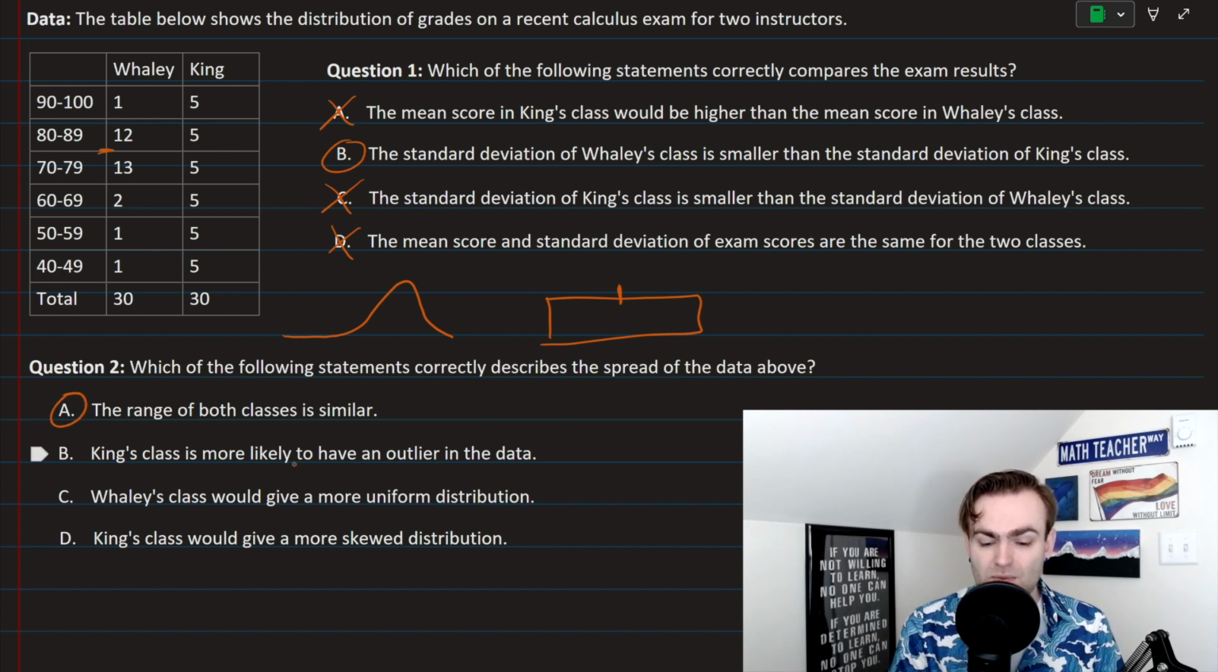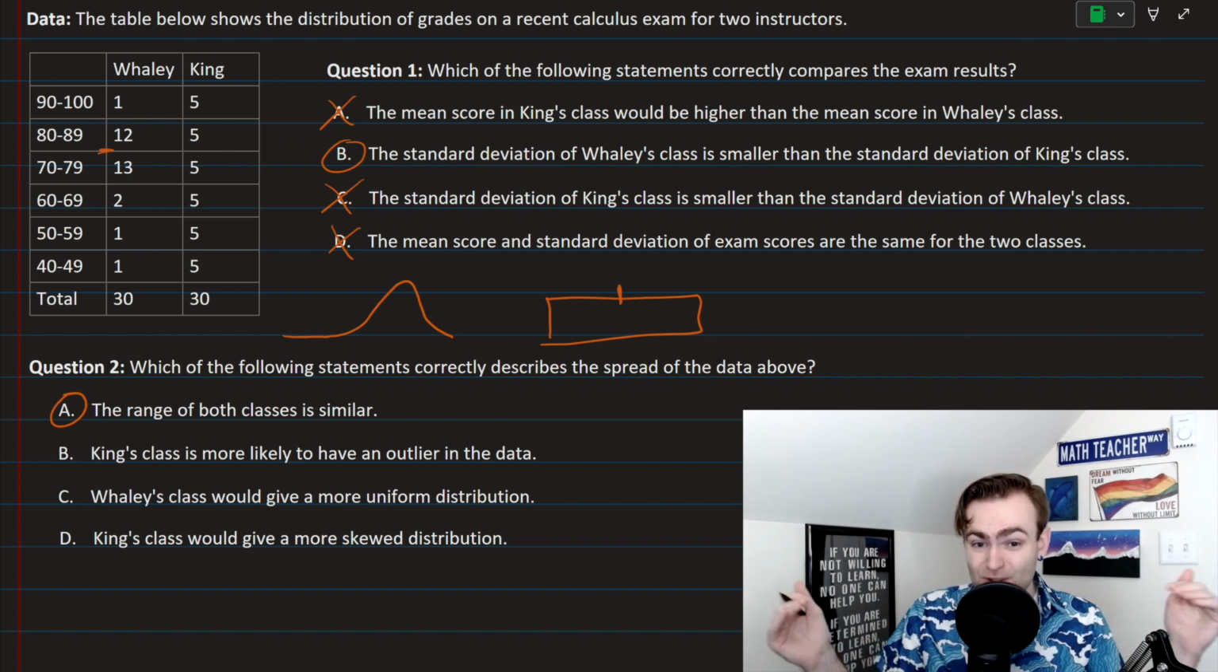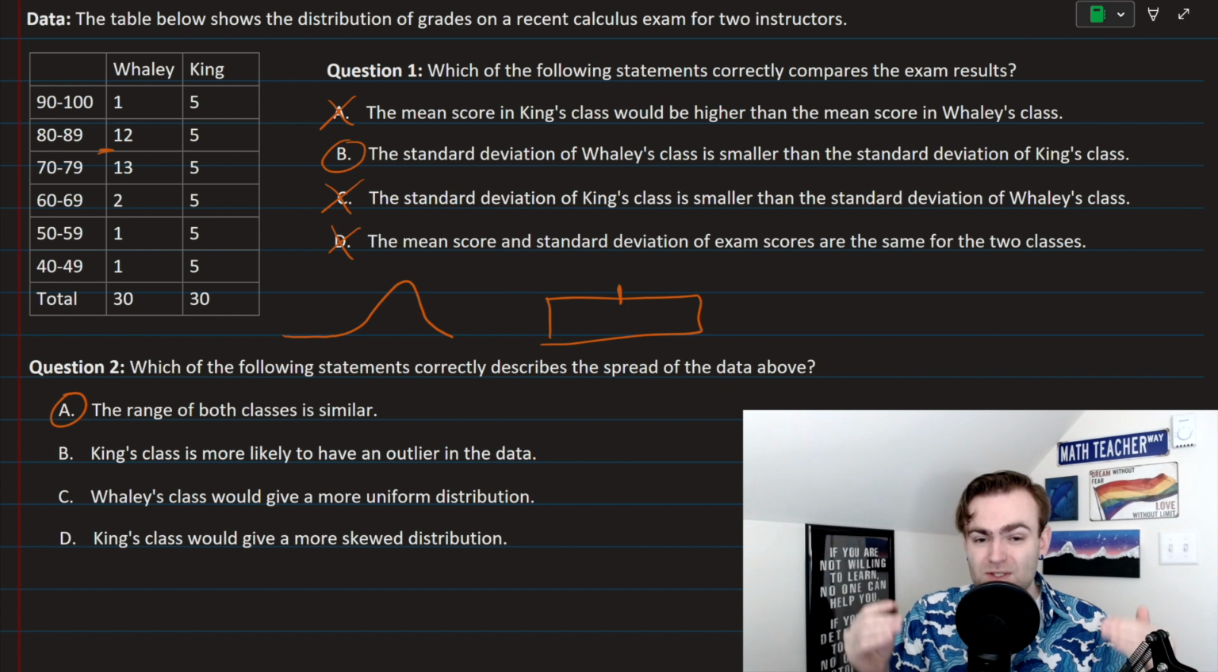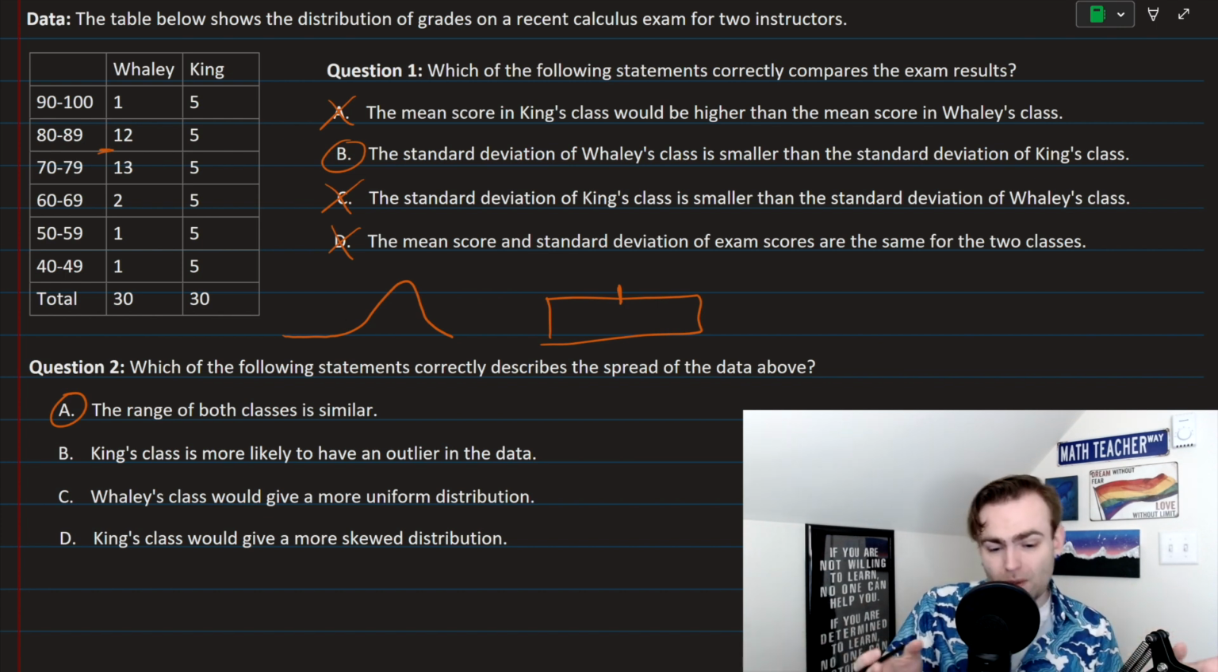B is King's class is more likely to have an outlier in the data. So an outlier is where we have this tail. So there's an outlier here. These are more outliers than the rest of the data. But for King's class, there can't really be an outlier because all of the data is uniformly spread. So there's nothing skewing the data one way or the other. So that would be false.